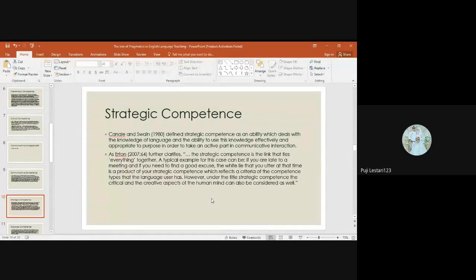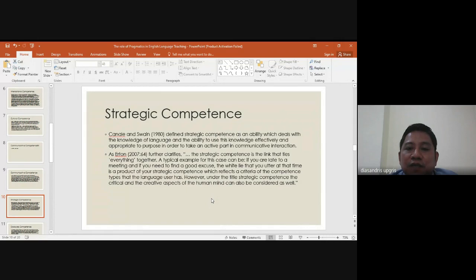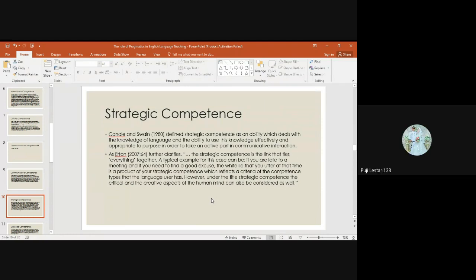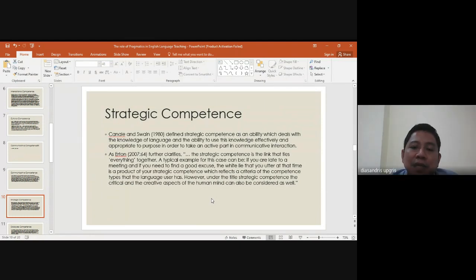Which reflects the criteria of the competence type that the language user has. However, under the title strategic competence, the critical and creative aspects of the human mind, our minds, can be considered as well. That is the strategic competence.